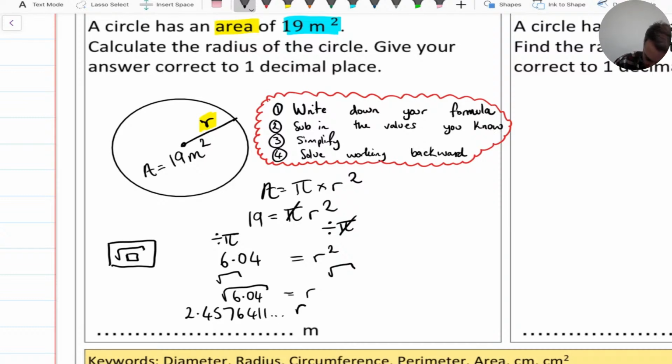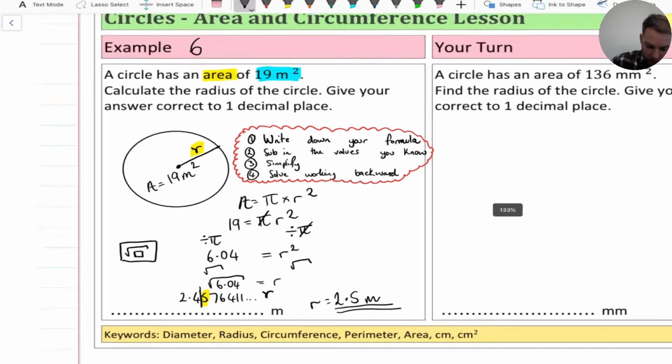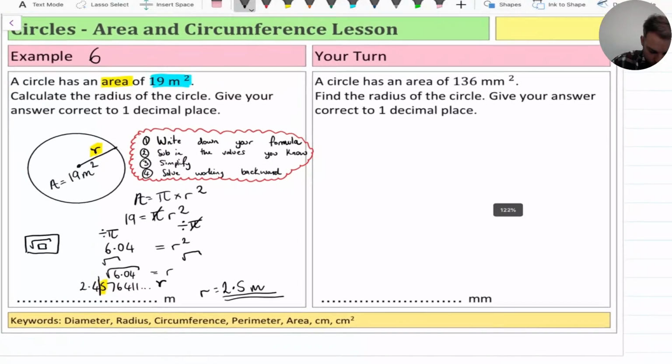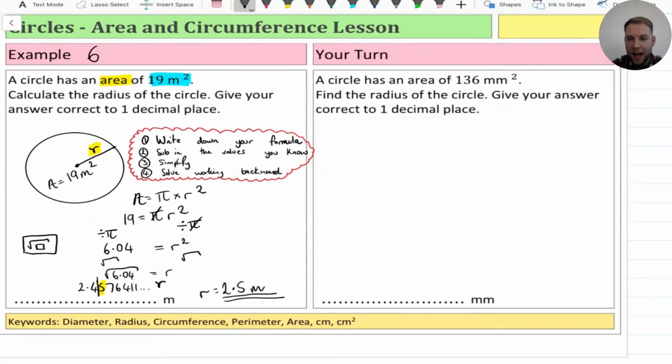So to round that to one decimal place, we need to put a line after the 4. The 5 means I'm going to round up. So that's going to be r is equal to 2.5 meters in this case, because my area is meters squared. So get that down in your notes. Once you've done that, have a go at the one on the right hand side.